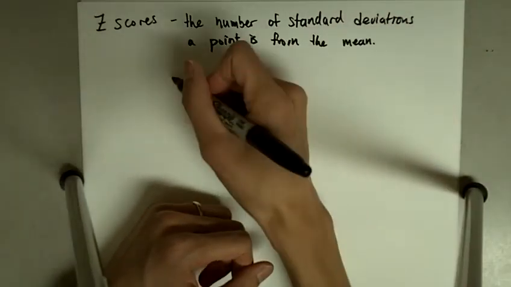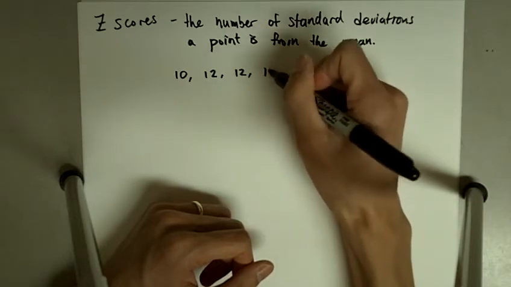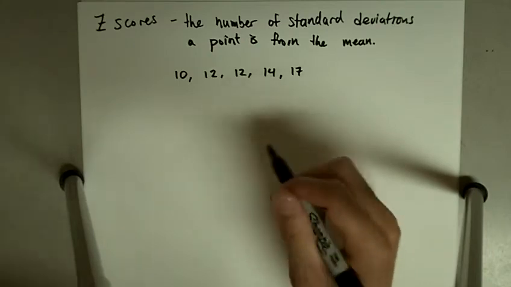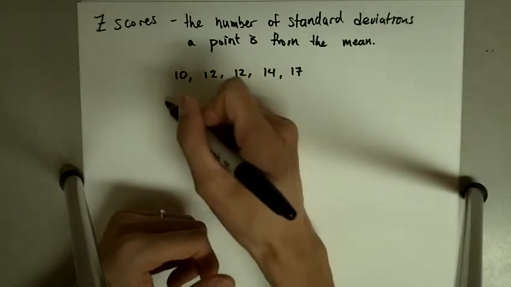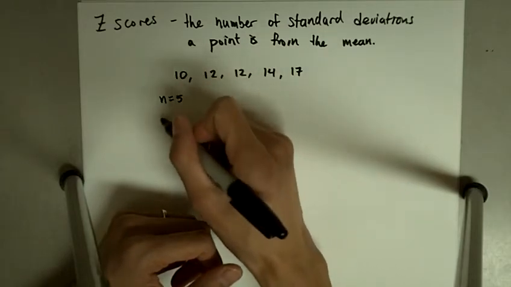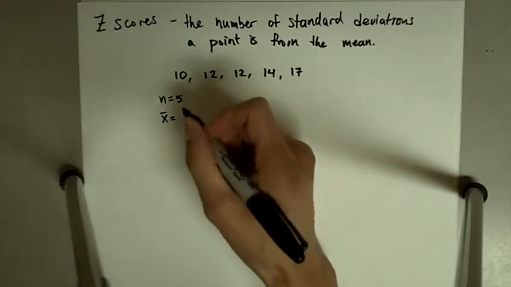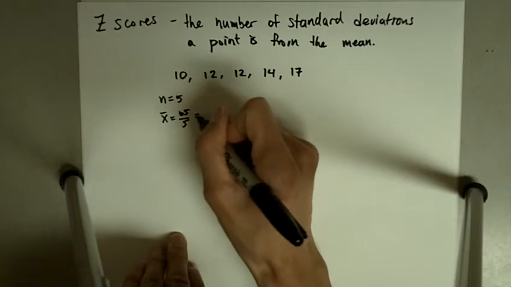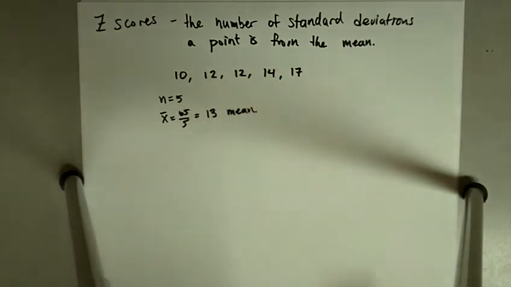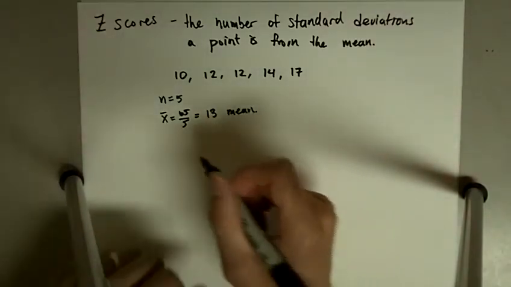Okay, so let's say we are looking at the numbers 10, 12, 12, 14, and 17. These are the ages of kids in science club, and n is equal to 5. Our mean, x bar: we added up all of these numbers, and we got 65 divided by 5, which gave us a mean of 13. This is our mean. Okay, so a z-score is just how many standard deviations we are from the mean.